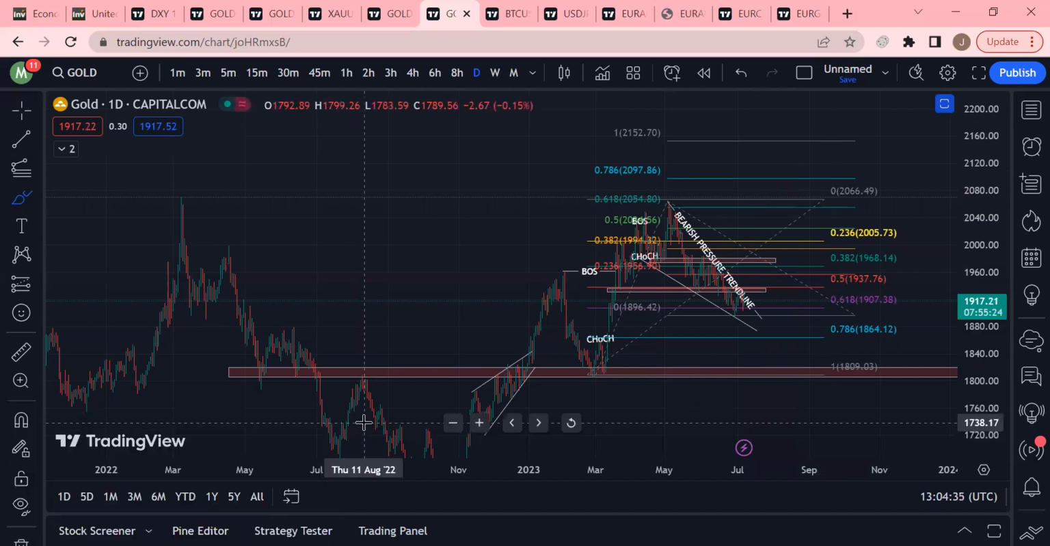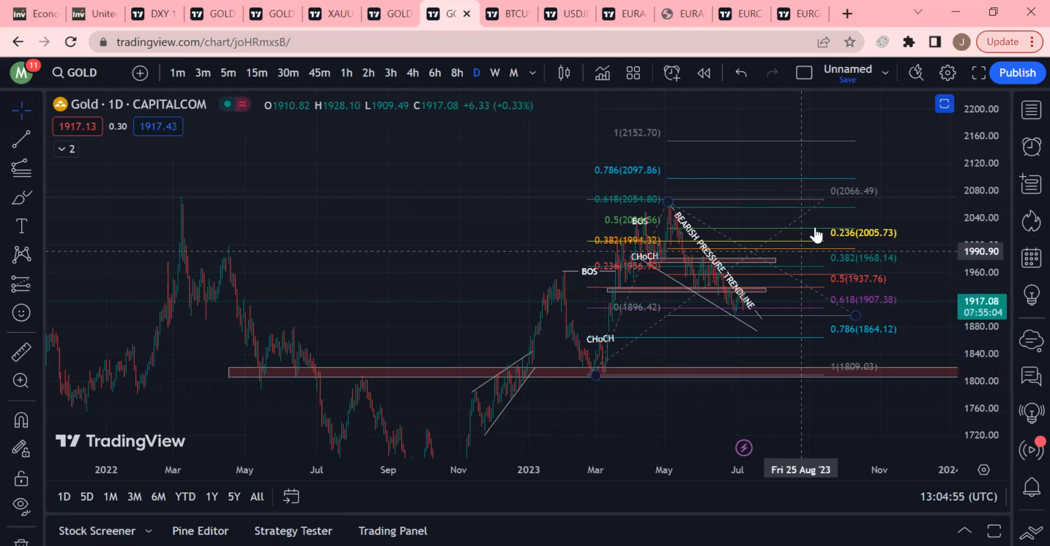0.1 lot is $22,000. Is it $22,000? I'll check. 0.1 is $22,000. One lot will be $220,000. 10 lots will be $2.2 million. This is what we'll have for gold.